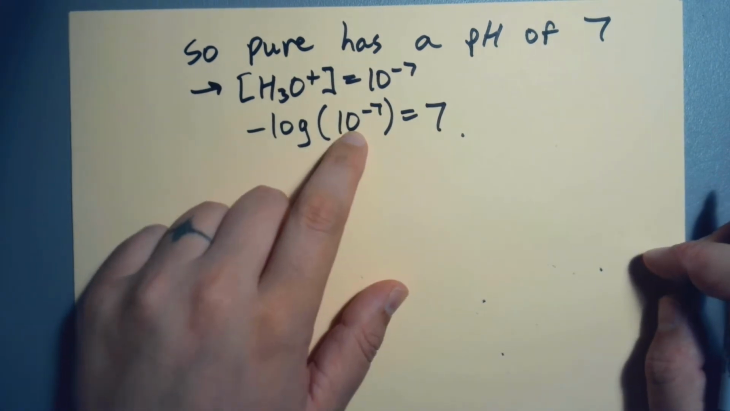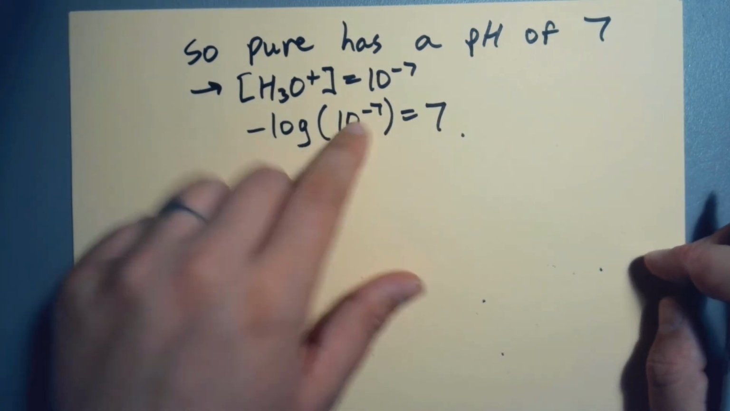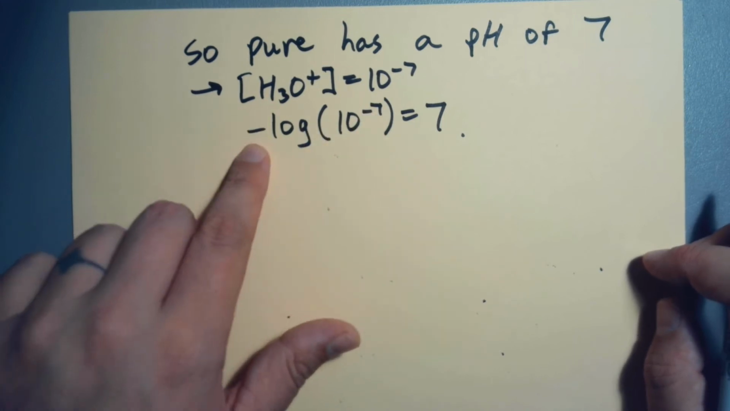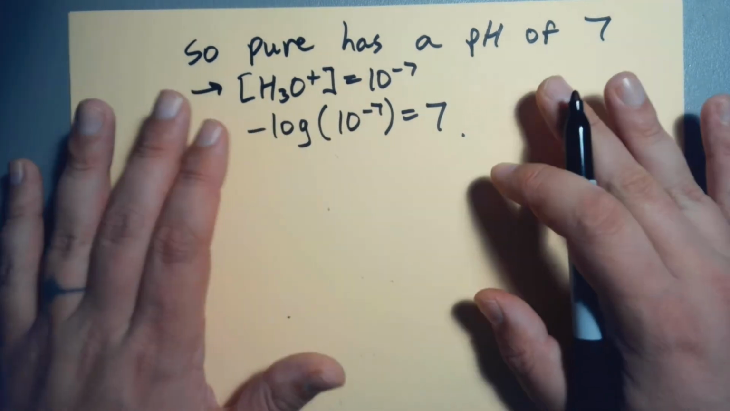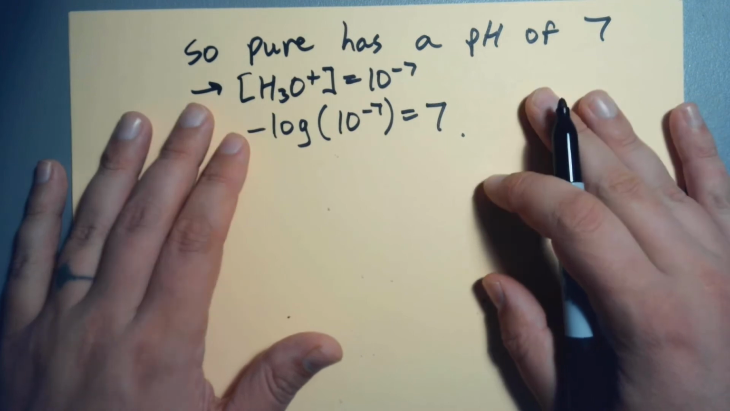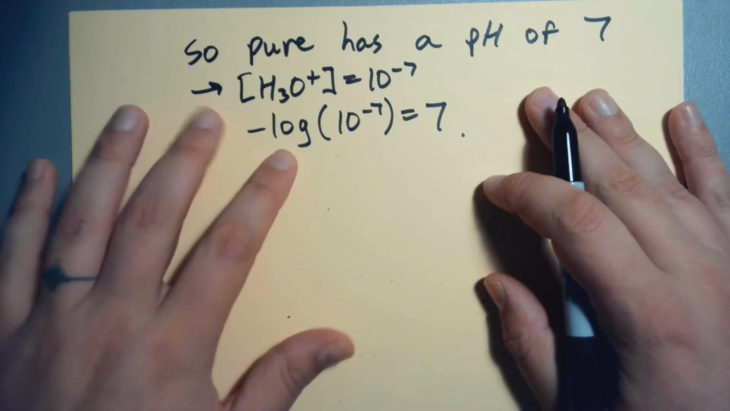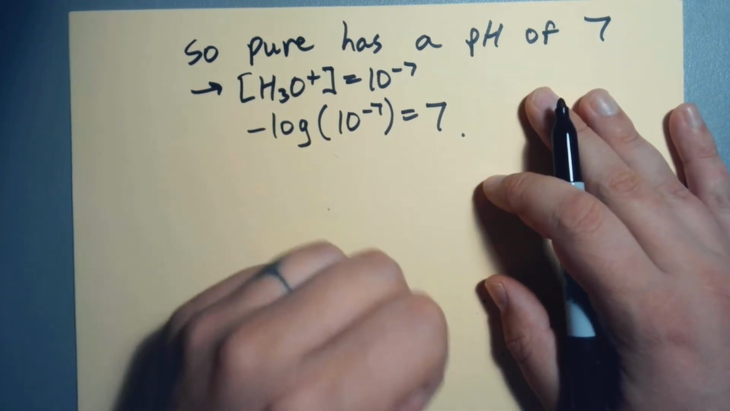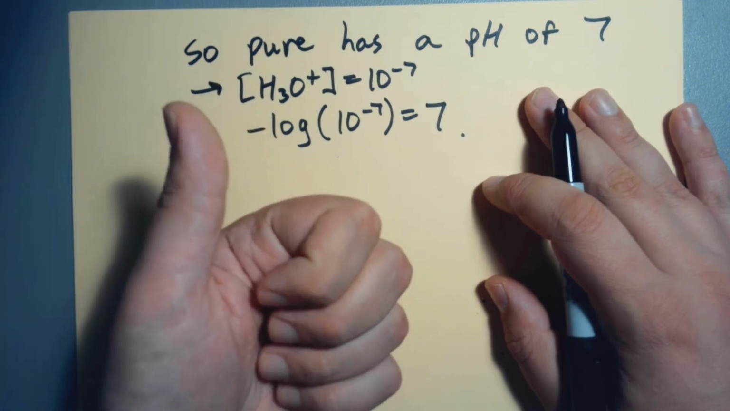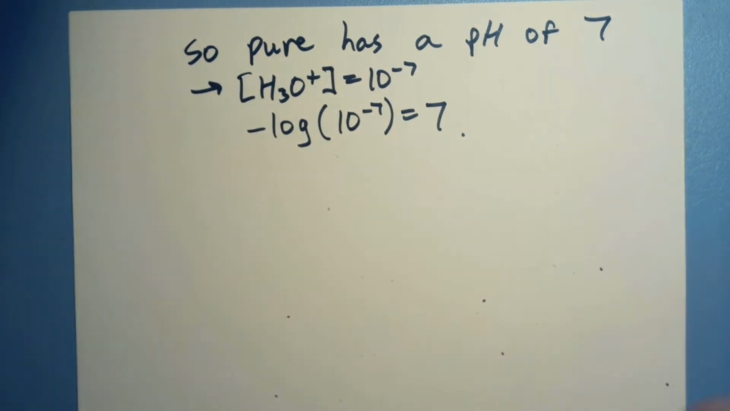So 10 to the negative 7, you take the log of that, that's negative 7. We multiply by negative 1, we get 7. Now, I'm going to give you options here in a little bit. If you can do them in your head or estimate them, cool. My advice is grab a calculator.